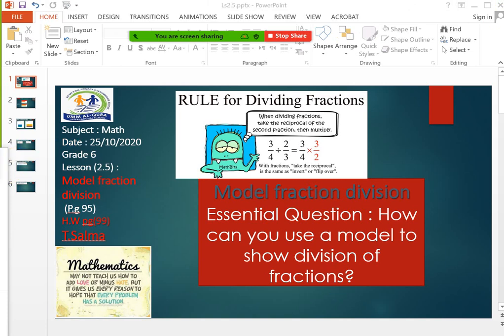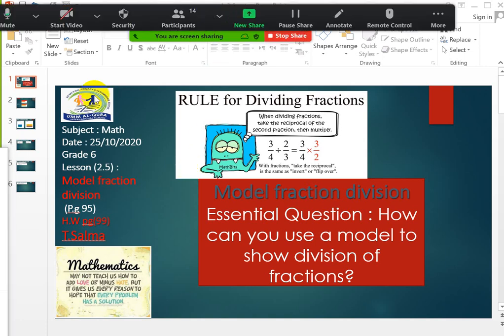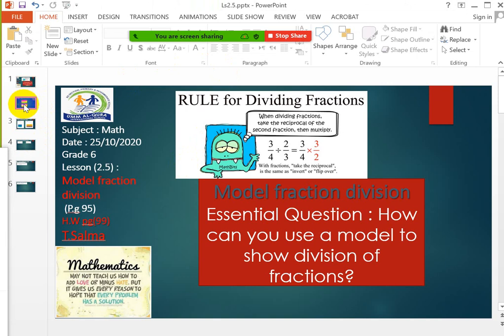Okay, girls, let's start our lesson today. How are you? I hope that you are all fine. So, girls, today our lesson is model fraction division. We will start with fraction division, how to divide two fractions. But today we will learn how to divide by using a model. So, I want you to focus with me very well today. So, let's start with this example.